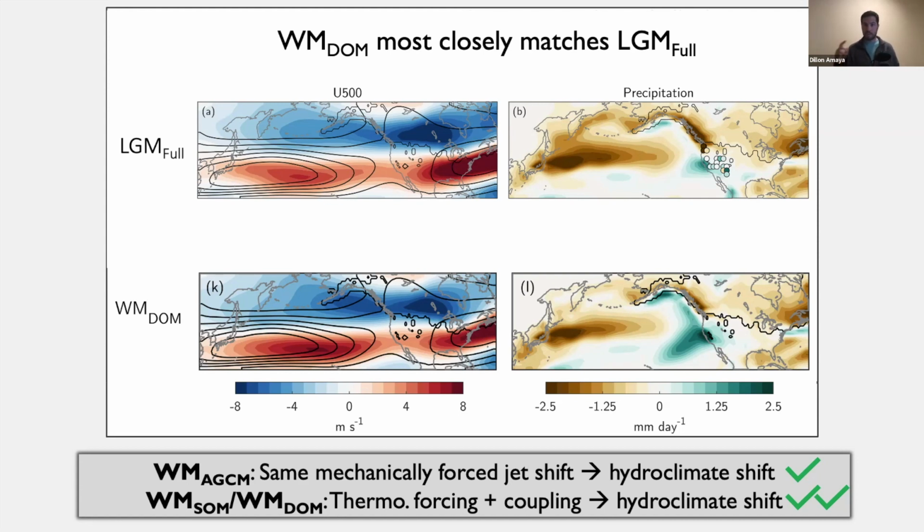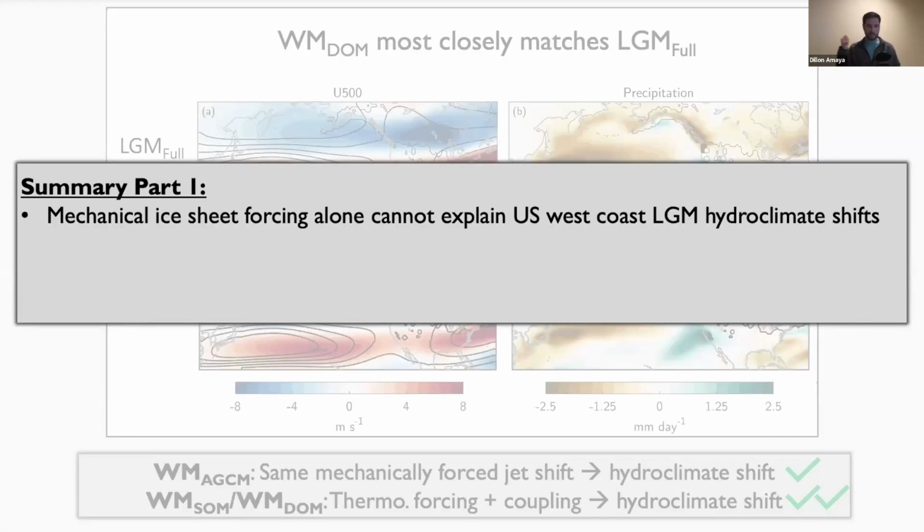So this was a lot, but I just want to summarize what we've learned from these two simulations. We learned that mechanical ice sheet forcing alone cannot explain US West Coast LGM hydroclimate shifts. It can in an uncoupled world, but if you want to think about something realistic, like a fully coupled climate system, mechanical ice sheet forcing alone cannot do that. As soon as you add a coupled system, you weaken the whole westerlies across the North Pacific and you don't get the correct hydroclimate response, at least in this model. Again, huge caveats here. This is a single model simulation.